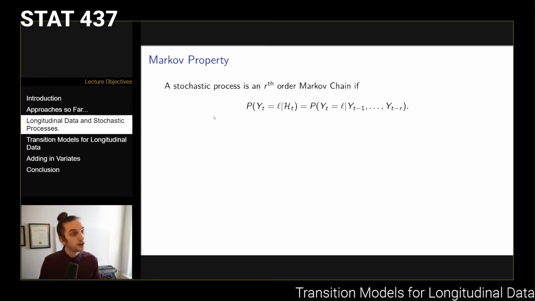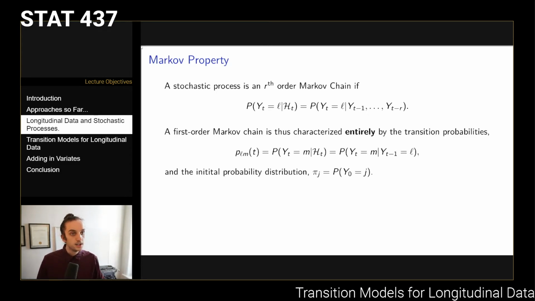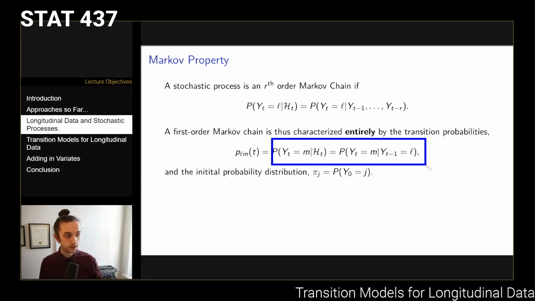So we call a Markov chain an nth order Markov chain if we can drop all of the information except for the most recent R measurements. In particular, we're often going to be concerned with a first order Markov chain, so that's taking R equals 1. In this case, the probability that we're in some state at a given time, conditional on our history, only depends on the previous time point, right?